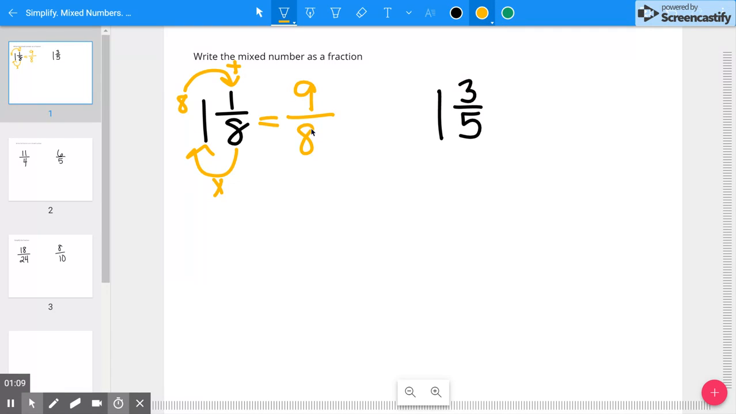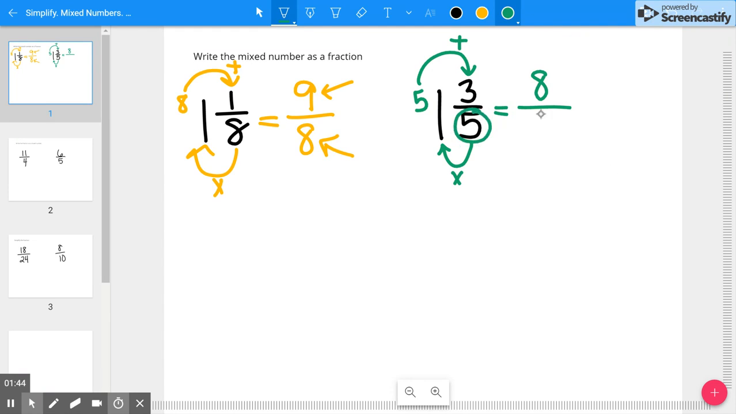And this 9/8 is called an improper fraction because your top number, your numerator, is larger than your bottom number, your denominator. Let's do another problem. The mixed number is 1 3/5. If I follow the same steps, I'm going to take my denominator and multiply it with the whole number. So 1 times 5 is 5. Now I'm going to take that product and add it to my numerator. 5 plus 3 is 8, and that becomes my new numerator, and my denominator will stay the same. So my mixed number turned into an improper fraction is 8/5.